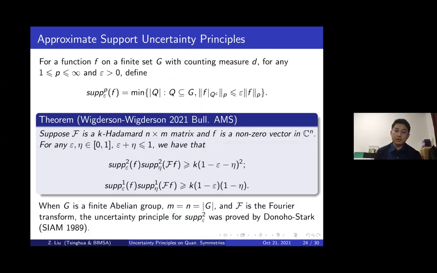And in Wigderson's paper, they also studied the Donoho-Stark uncertainty principle with a small perturbation. This kind of uncertainty principle was considered by Donoho and Stark in their original paper, 1989. So we take a function f, and usually when we consider the function, it may have a small noise. Like if we take a sample, it may have noise. So when we count the support, we want to remove the noise. Then that means when we look at the support, we want to leave a small part.